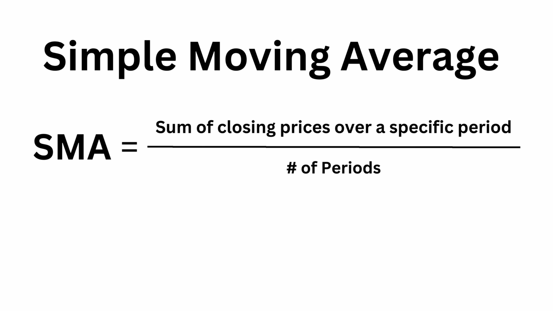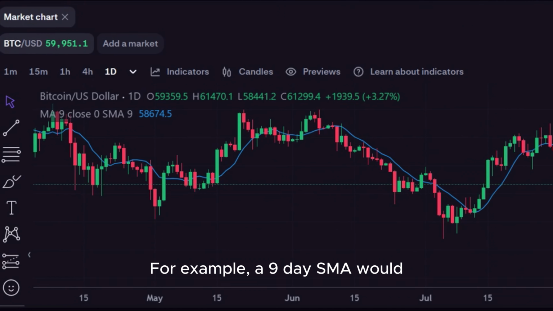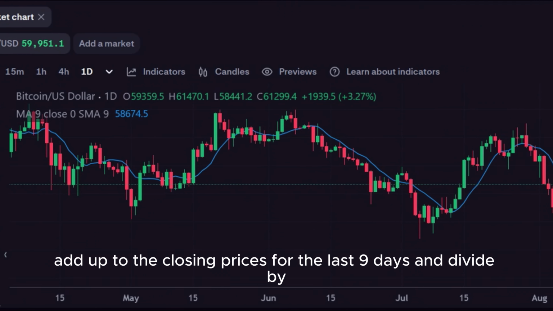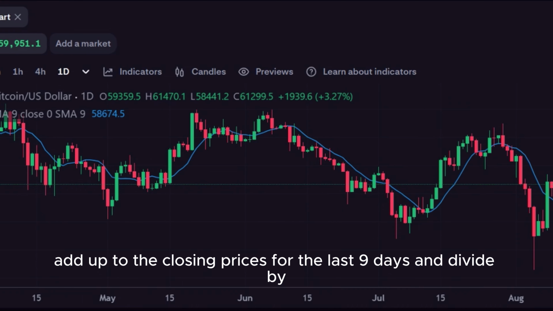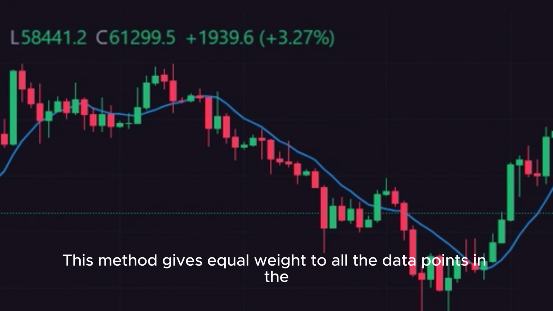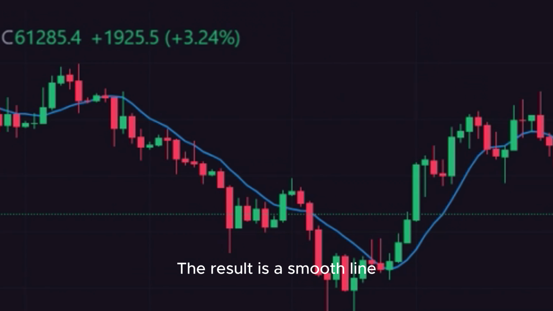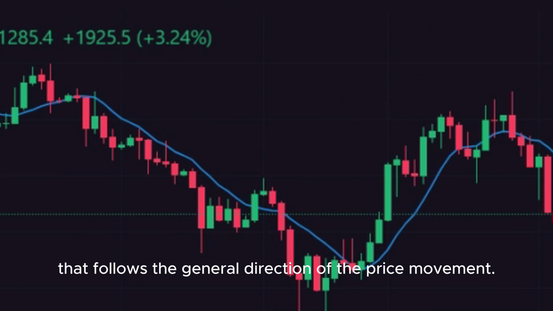The SMA is calculated by adding up the closing prices of an asset over a specific number of periods and then dividing by that number of periods. For example, a 9-day SMA would add up the closing prices for the last 9 days and divide by 9. This method gives equal weight to all the data points in the period. The result is a smooth line that follows the general direction of the price movement.